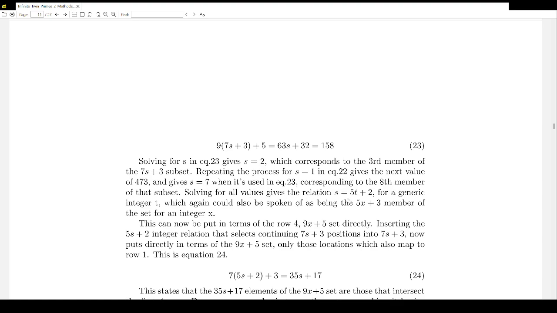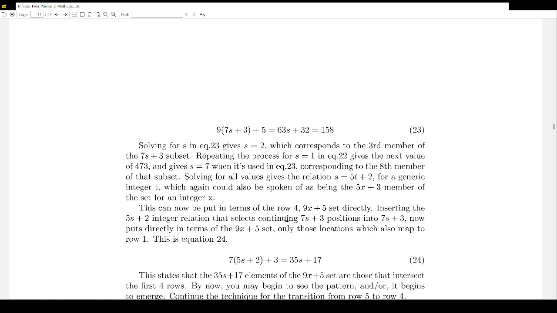Solving for all these values gives this s equals 5t plus 2, again for some generic integer t. So now we've just said which of our s values we want. We wanted the second one, we wanted the 7th one. We're generating which s values are the ones we're looking for with generic integer t, which could also be spoken of as the 5x plus 3 member of the set for an integer x. And that's one more because of that thing I just said: the s value and the actual position are one off.